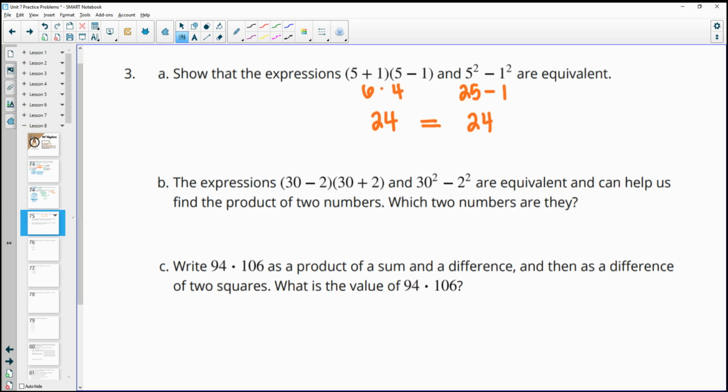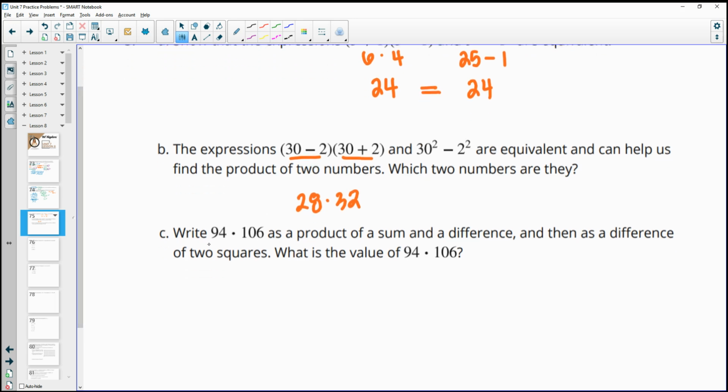So for B, it says the expressions 30 minus 2 times 30 plus 2 and 30 squared minus 2 squared are equivalent, and they can help us find the product of two numbers. Which two numbers are they? So basically, what two numbers are these? So 30 minus 2 is 28, and 30 plus 2 is 32. So this will help us find the product of 28 times 32.